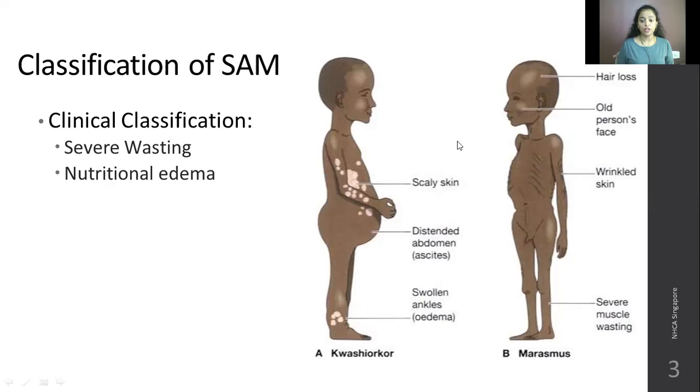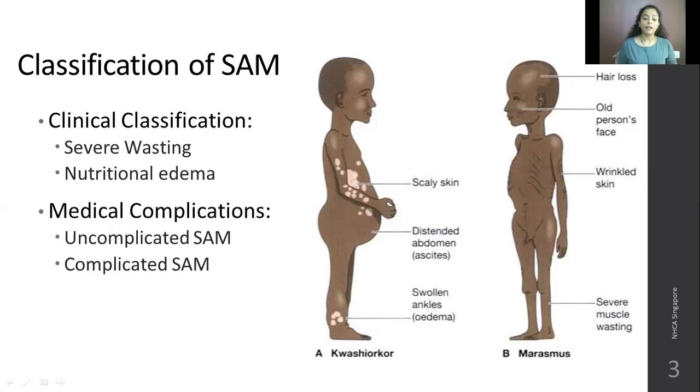Okay, so this is kwashiorkor, marasmus, severe muscle wasting and nutritional edema. This is the clinical classification. Then you have medical complications.